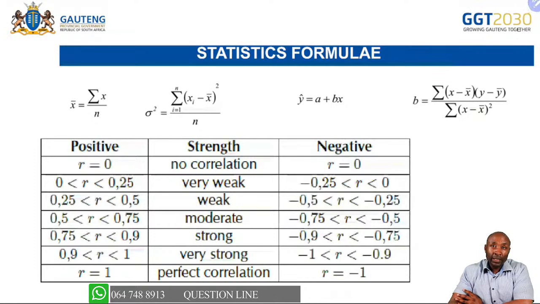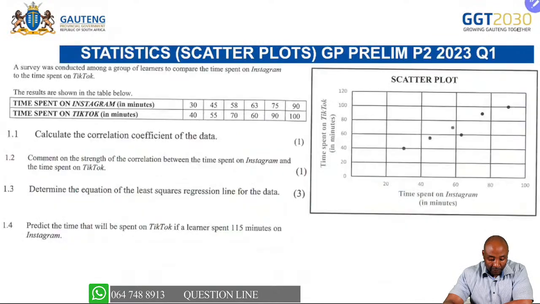Please, it's important that we comment on the strength as well as the sign of our correlation coefficient, because if one is there and the other is not there, we will not get full marks, because it has to be a strong positive, strong negative, weak positive. We are familiar with that table where we can look at it at a later stage.